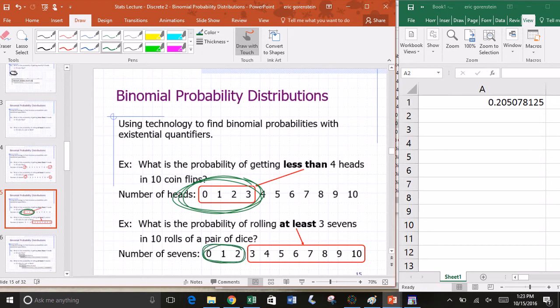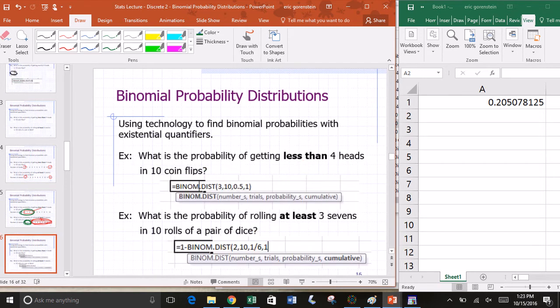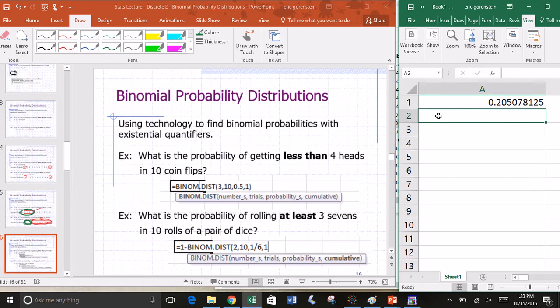Basically, we're using the complements rule. So calculate the probability of not rolling at least 3 sevens, and then take the complement of that. So in this case, the probability of this happening in red is equal to 1 minus the probability of this happening in green. Okay, and we could do this quickly on Excel. So less than 4 means 0, 1, 2, or 3.